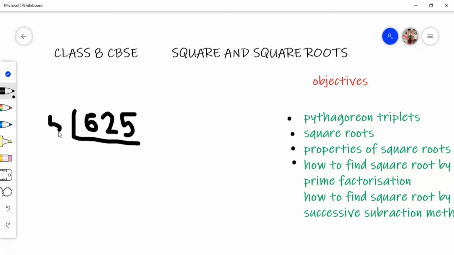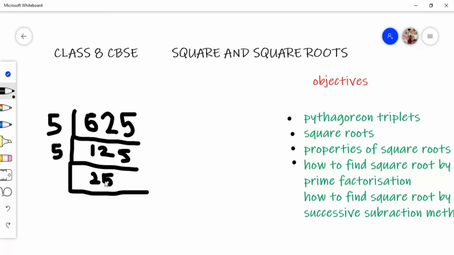625 comes in the 5 table. All of you may know, because it has 5 in the end, that it is sure to come in the 5 table. Then 125 also comes in the 5 table, as 5 twenty-fives are 125. And 25 comes as 5 fives are 25, and then 5 ones are 5.